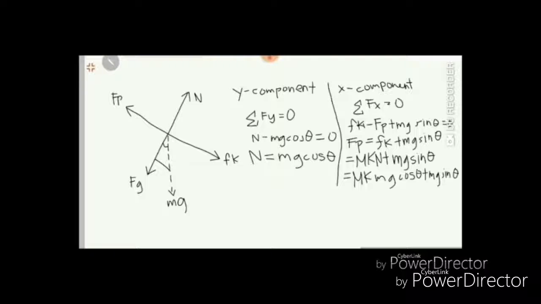After this, we factor mg out on the side to make it simpler for us to solve. This isn't necessary, though. We now find our final equation for the applied force, or the force that the tow bar exerts on the skier, which is mg times (mu k cos theta plus sin theta).